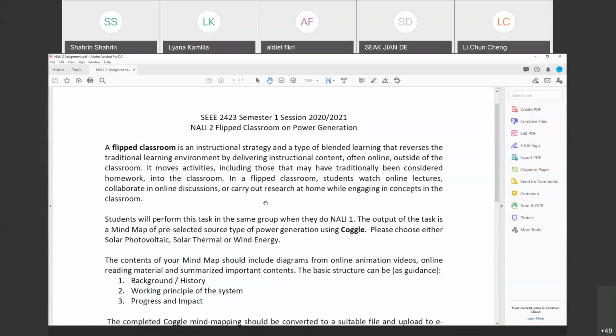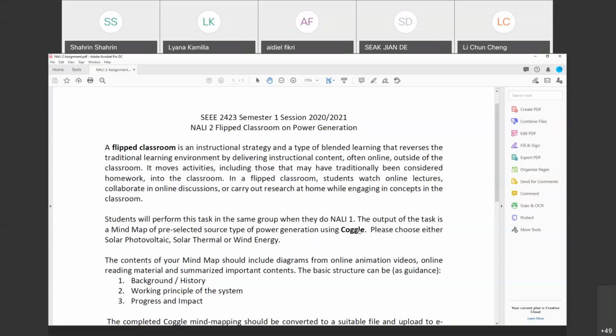But since we are not allowed to come into the campus, we just proceed online, with no presentation at all. What you need to do is use an online platform, which is Coggle. Coggle is actually a mind map where you can put the links, the videos, and so on, or from other articles, so the others can go through the videos. The output of the task is a mind map of a pre-selected source type of power generation using Coggle.